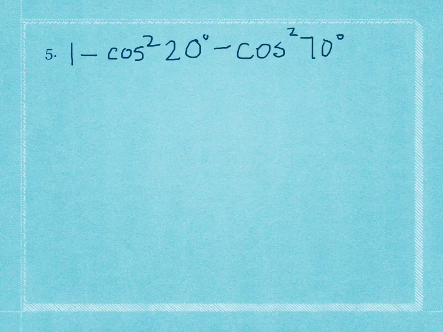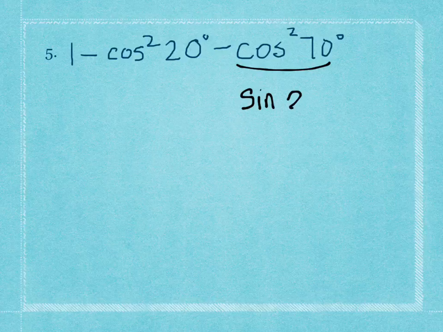This one, the angles do not match. But how are the angles related? They're complementary, aren't they? Yes, they are. So I can use those complementary angles with that cofunction set of identities, and I could replace one of them. And it really doesn't matter which one we replace. I'm going to replace the second one just because it's second. How else could I write cosine of 70 degrees? Sine of 20 degrees. And because the cosine was squared, this will be sine squared.